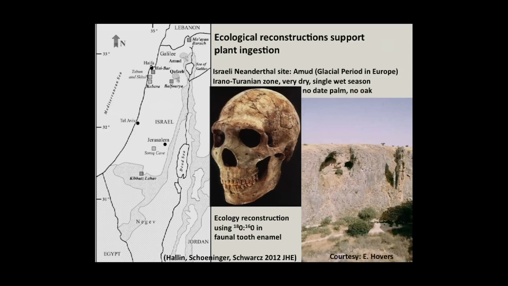They have a single wet season that's in the cold, and the oaks are remnant, or in this area there are no oaks. What my graduate student Chris Hallonen and I did, and had recently published in the Journal of Human Evolution, is that if you can use the composition of oxygen, you can get at some ecological reconstructions. And so that is what we attempted to do.